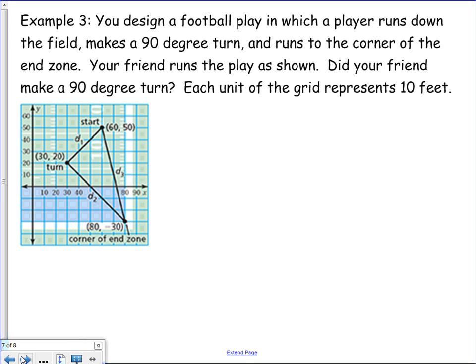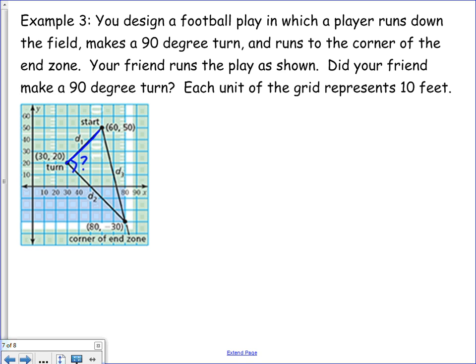All right. In example 3, it says we're designing a football play in which a player runs down the field, makes a 90-degree turn, runs to the corner of the end zone, and then your friend is running this play, okay? And we want to know if your friend actually made a 90-degree turn. So from starting here to here and coming down to the end zone, was this 90 degrees? Okay. And each unit of the grid is representing 10 feet. So what we need to do first is use the distance formula to find the length of all three sides.